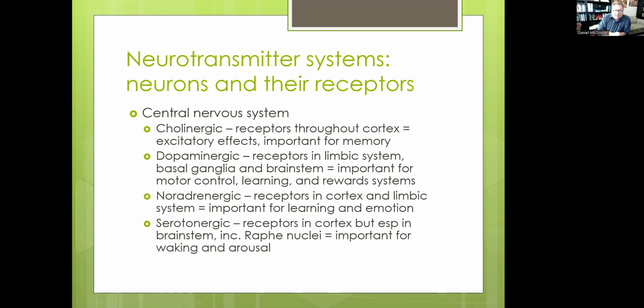There are dopaminergic neurons, which use the neurotransmitter dopamine. We find a lot of the receptors for this in the limbic system. Remember, the limbic system is the emotional part of the brain. The basal ganglia is part of the movement-related part of the brain, and also in the brainstem, down into the midbrain especially. And what we find is that dopamine plays an important role, for example, in the control of movement, which makes a lot of sense if the receptors are found in the basal ganglia and midbrain.